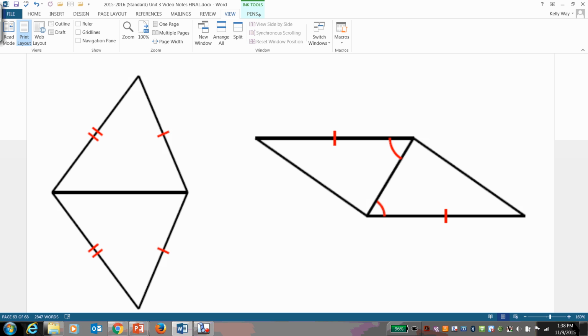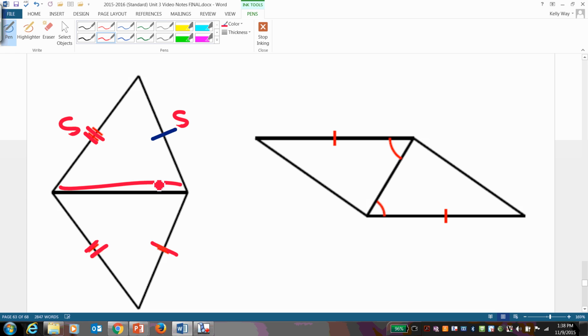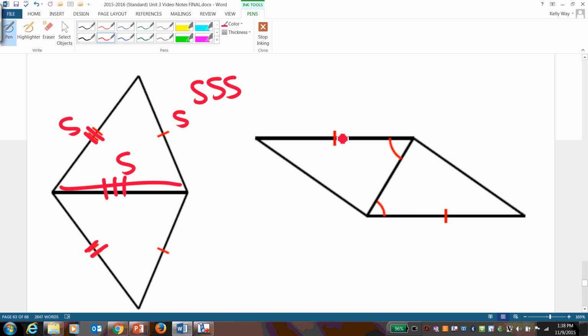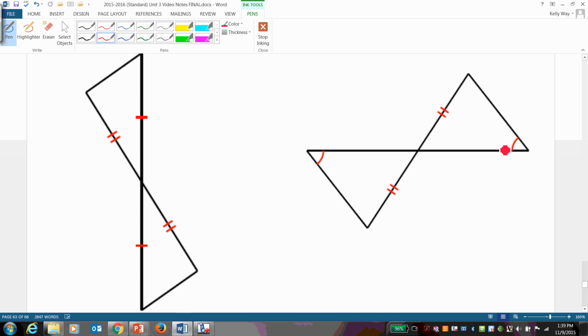So for this one here, we have a pair of sides, another pair of sides, and then a reflexive side. So this one's side, side, side. This one I have a pair of sides already marked, a pair of angles already marked, and a reflexive pair of sides. Excuse me, that's a side. So that one reads side, angle, side. Here I have a pair of congruent sides, another pair of congruent sides, bow ties in the middle. So this should read side, angle, side.